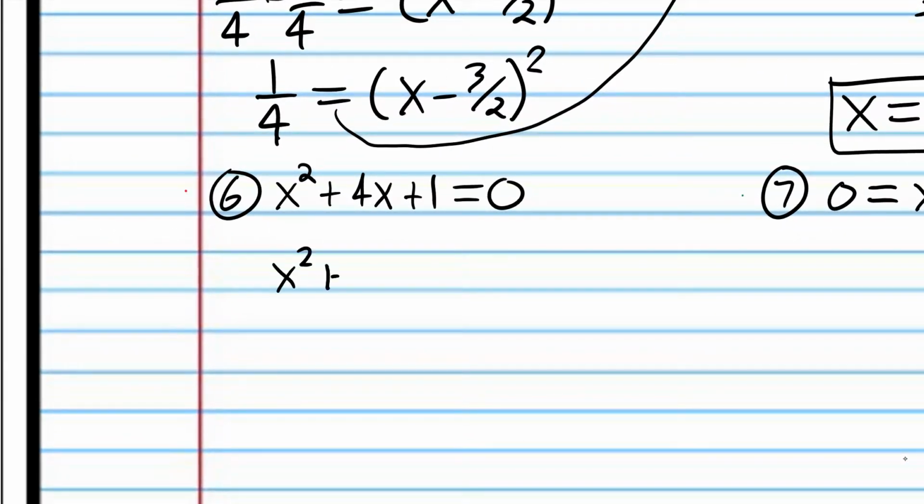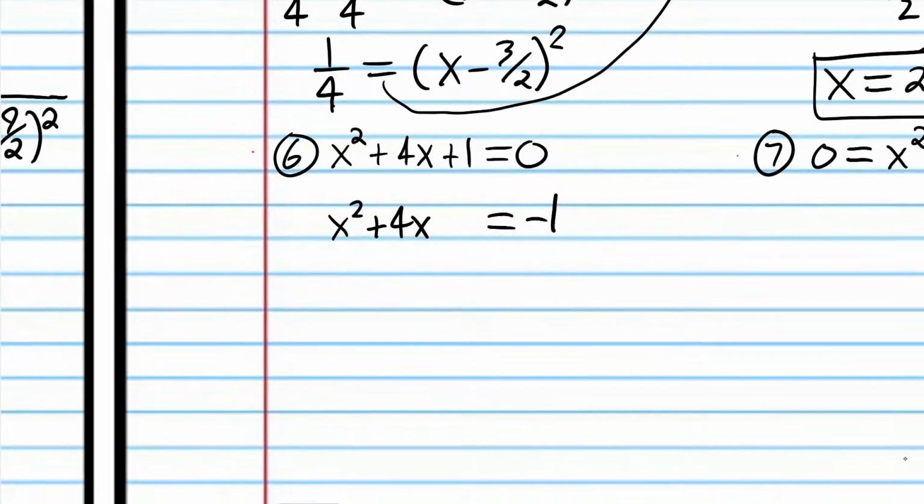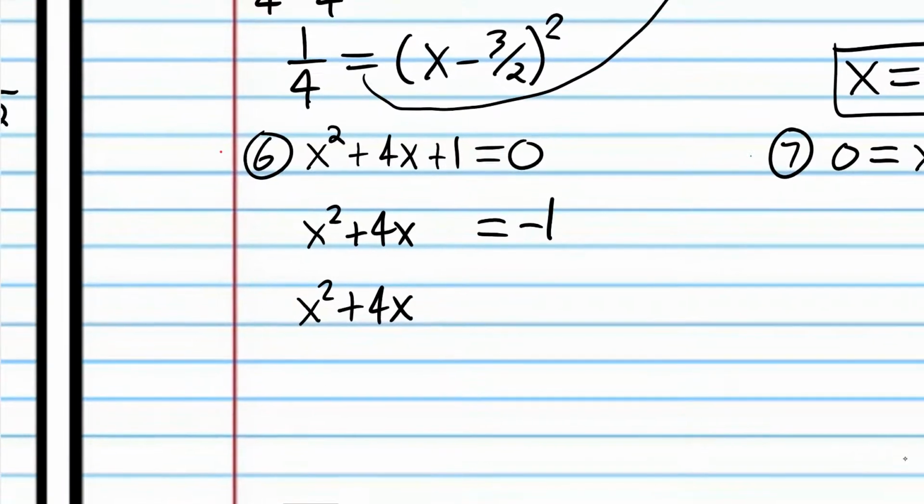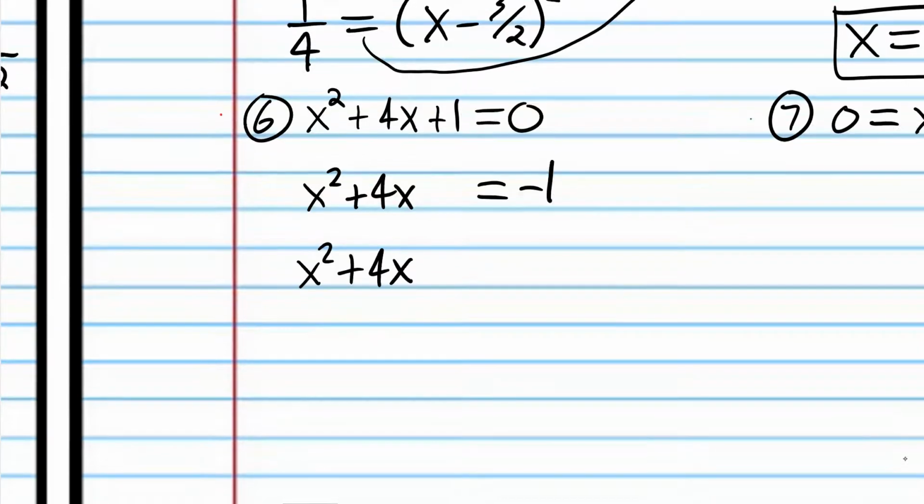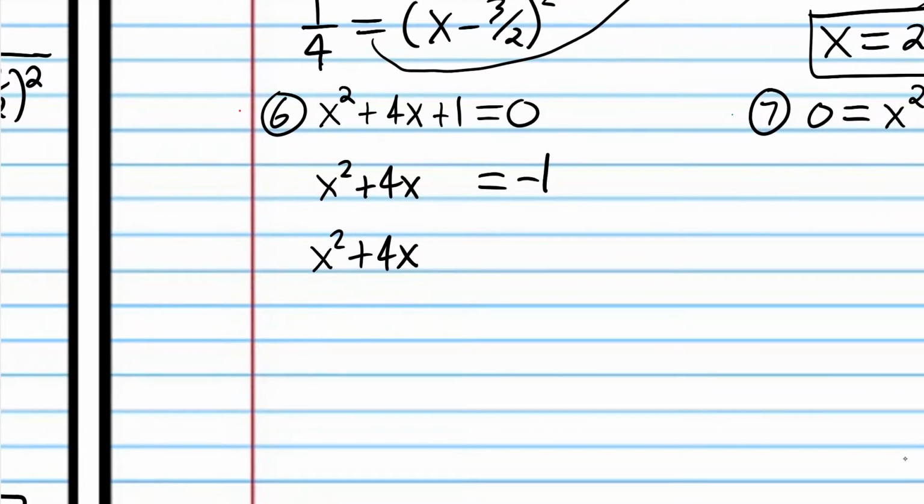But that's okay because we know how to complete the square, so let's get started. We're going to put the 1 on the other side as usual. And by the way, if you cannot factor a quadratic equation, what that means is we're going to get answers that are called irrational numbers.